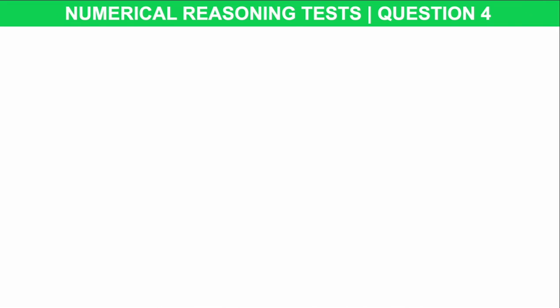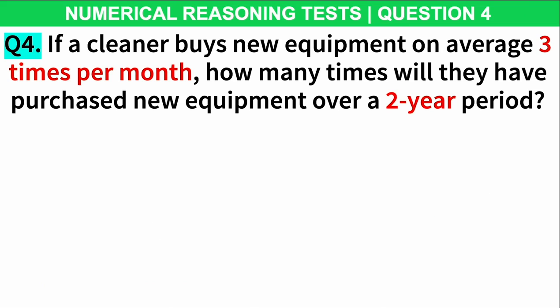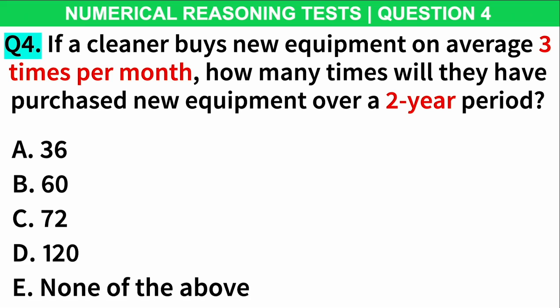Let's move on to some numerical reasoning test questions now. If a cleaner buys new equipment on average 3 times per month, how many times will they have purchased new equipment over a 2-year period? Is the answer option A, 36, B, 60, C, 72, D, 120, or E, none of the above? Do you know the answer?